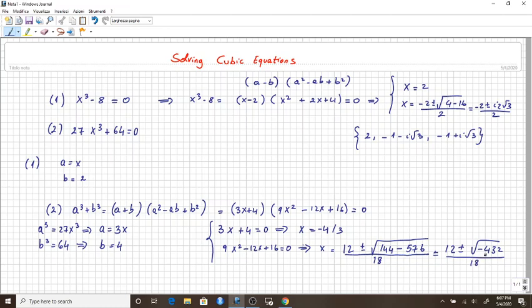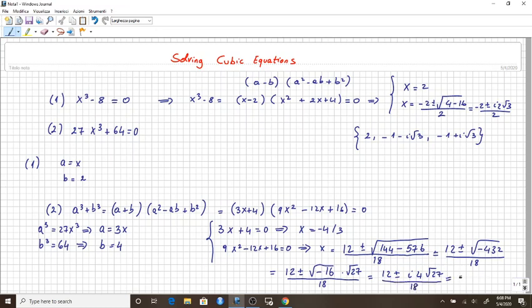And at this point, we probably can simplify this negative 432. Let me see if it is divisible by 16. Yes, it's actually divisible by 16, so I can break this down as negative square root of 16 times the square root of 27, and then divide by 18. So this becomes 12 plus and minus, the negative becomes i, square root of 16 is 4, and then we're going to keep a square root of 27, all divided by 18.